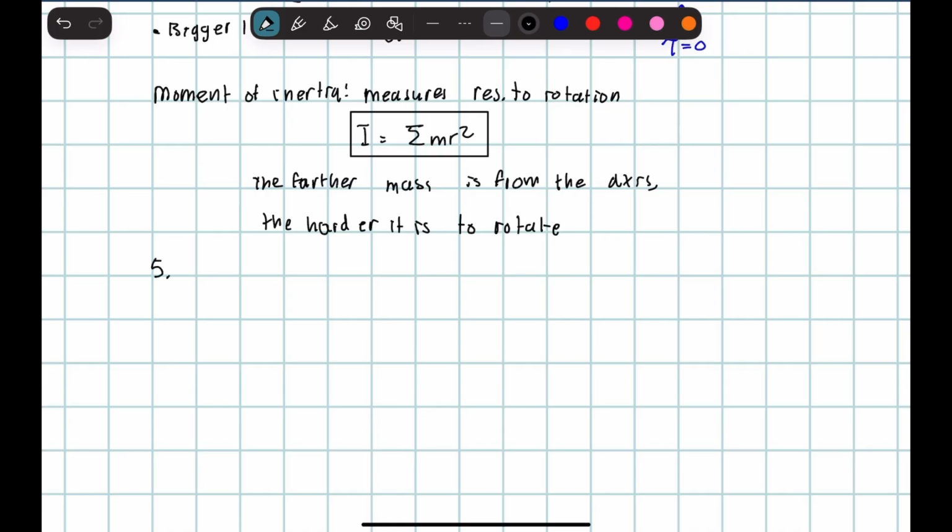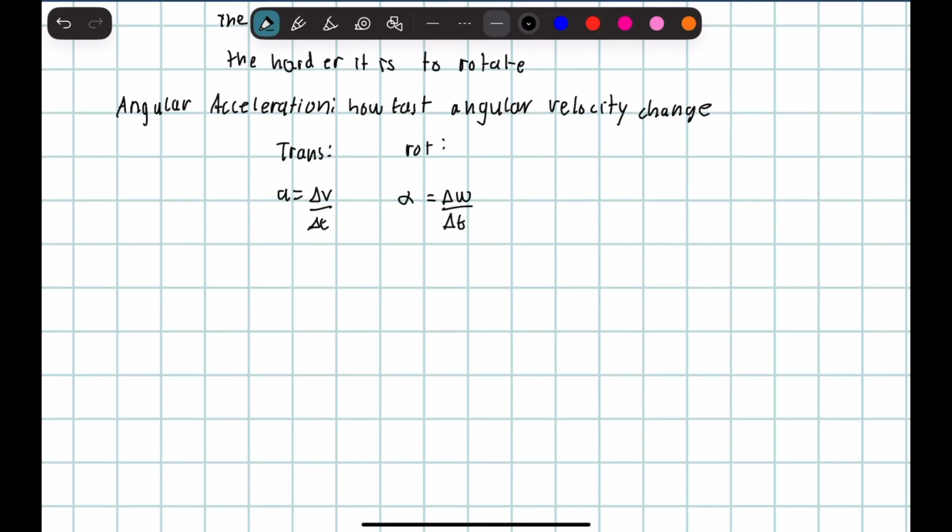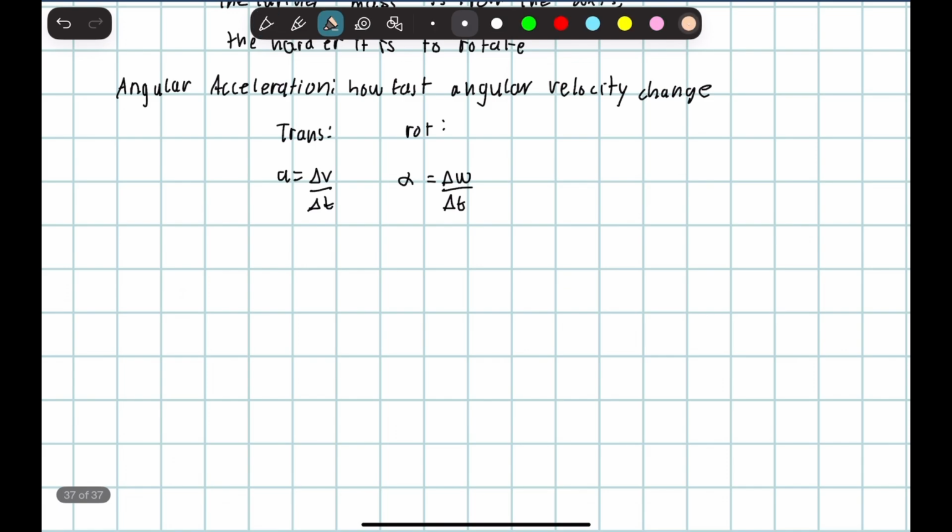And again, let's go to our fifth point, which is angular acceleration. Angular acceleration tells you how fast angular velocity changes. Remember in translational motion, acceleration is just delta v over delta t, right? So then it would make sense that in rotational, alpha is equal to delta angular velocity over delta t. Those are just the analogs. Again, these are analogs you have to know.